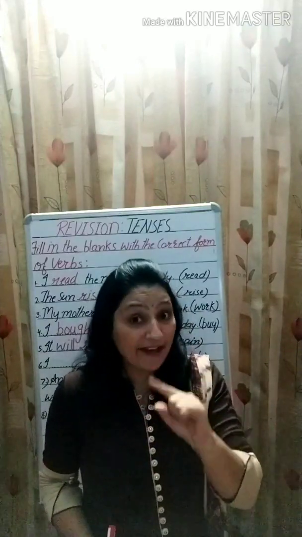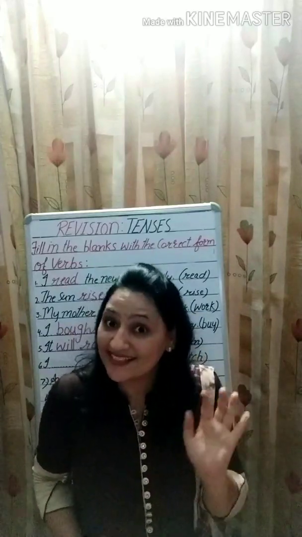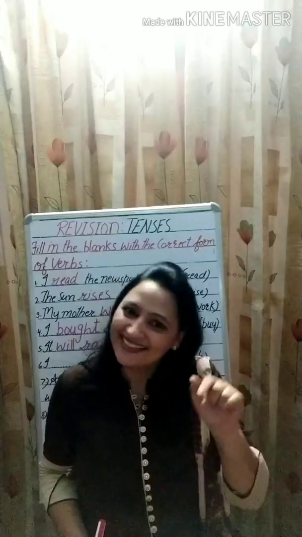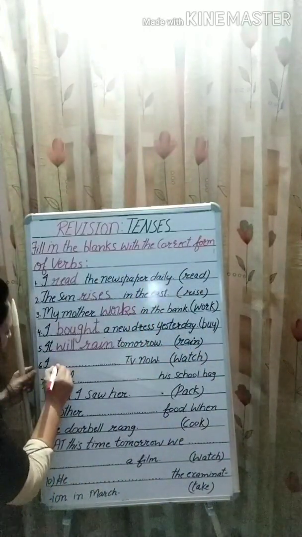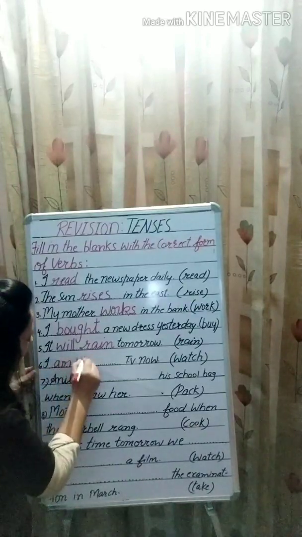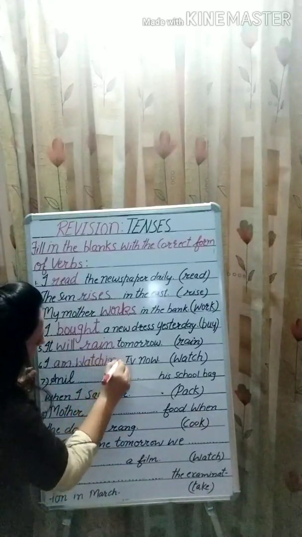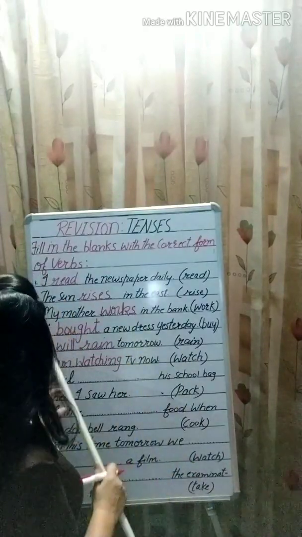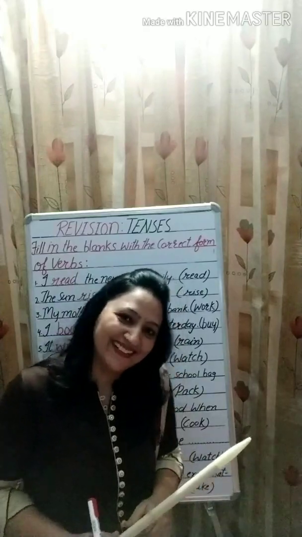We use am with I. We use are when the subject is plural, and we use is when the subject is singular. So let us fill this blank with I. We will use am. I am. Now let us add ing at the end of this word to make it ing form of verb, that is watching. So I am watching TV now. Is it clear to you?